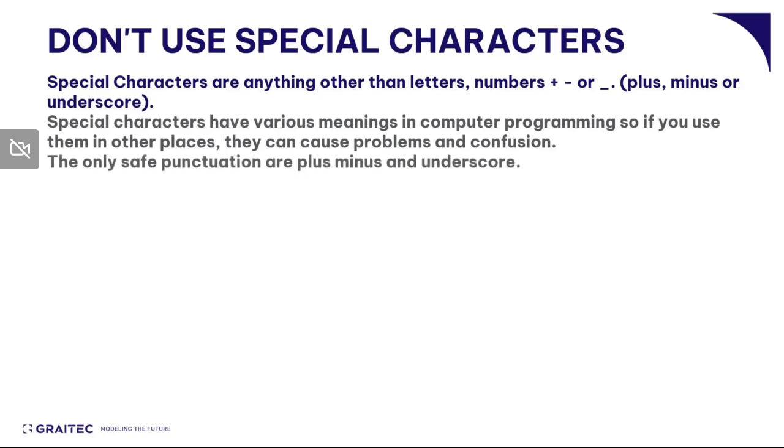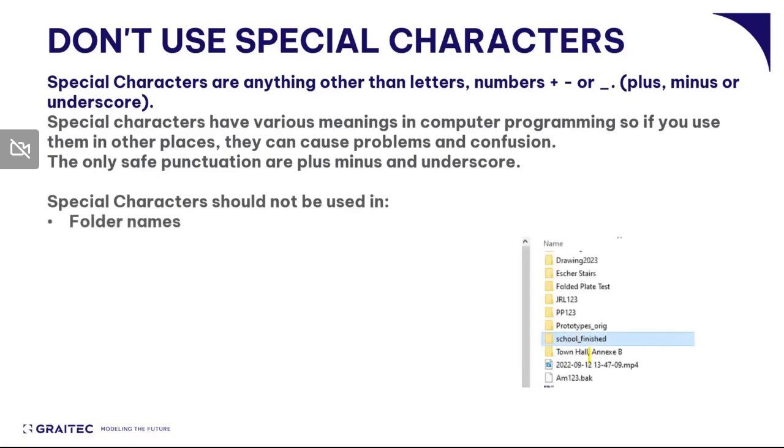So the only safe characters or punctuation to use are the plus sign, the minus sign, or the underscore. I would strongly recommend avoiding any other type of character or punctuation. They could all cause potential problems. So you shouldn't use special characters. When we're saying don't use special characters, what are we talking about? We're talking about don't use them in folder names. So there I've got Town Hall, comma, Annex B. That comma could cause problems. File names, the same. Block names, definitely don't use weird characters in the block names.